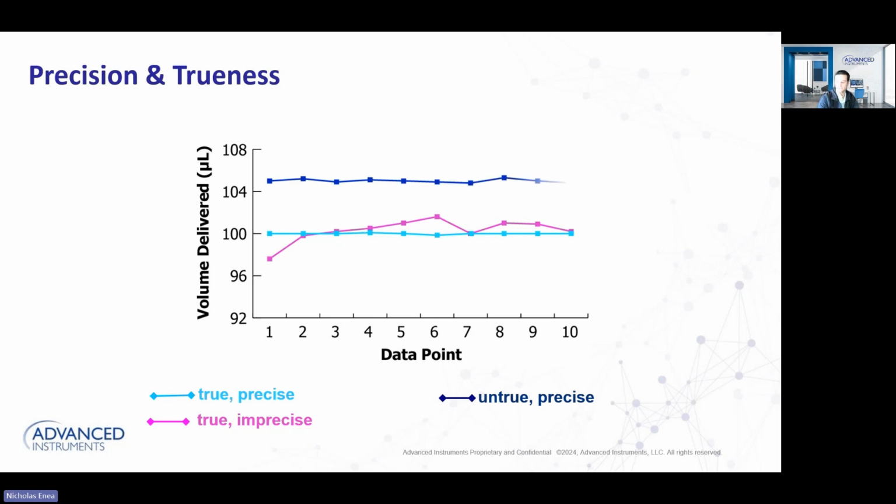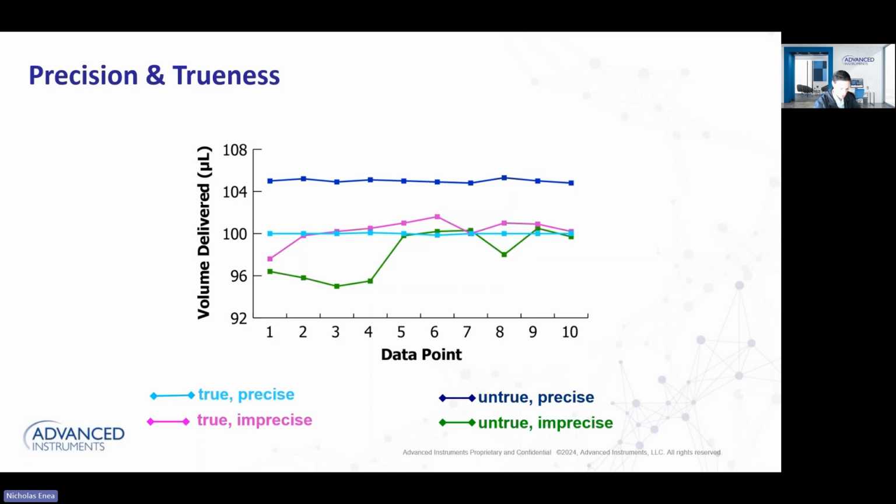Then we also have our third example, which is untrue and precise. In this specific case, we're not really close to 100 microliters, but we're consistently around 105 microliters each time. And lastly, and prior to me coming to Artel, we have people that are untrue and imprecise, where we're not close to our target and we're not reproducible, so we're all over the place.